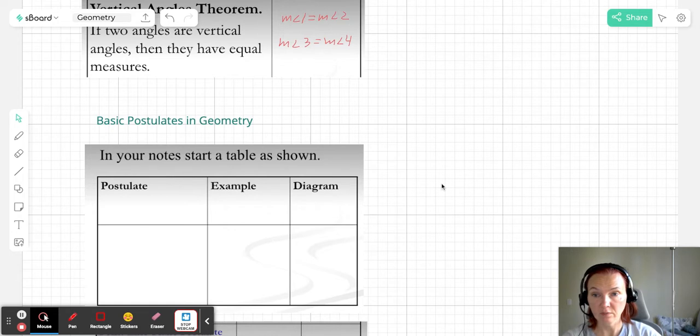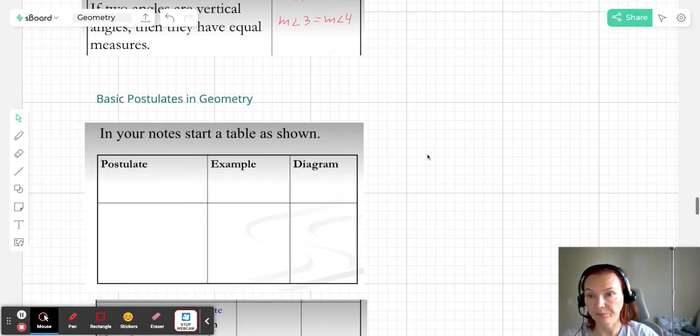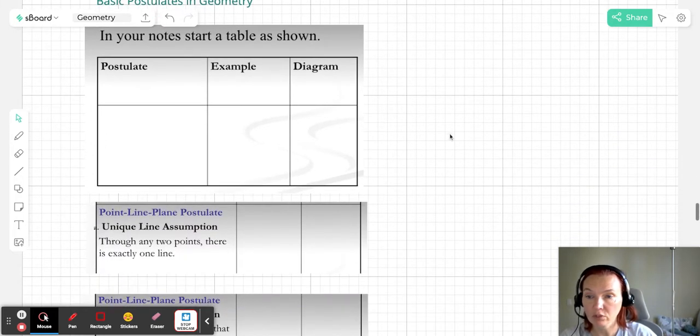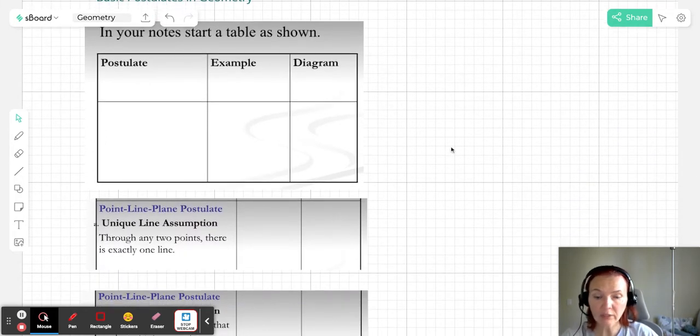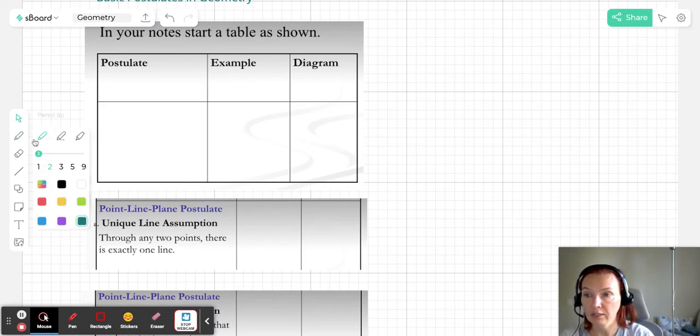So for starters, in the notebooks, we are going to start a table like I have here on the screen. You will have a postulate, and you'll have examples and diagrams. For some of them, we might skip one or another, but that's the basic setup for our postulates. And we're going to start with a point, line, and plane postulate. We first talked about points, lines, and planes, so that's going to be our very first postulate.